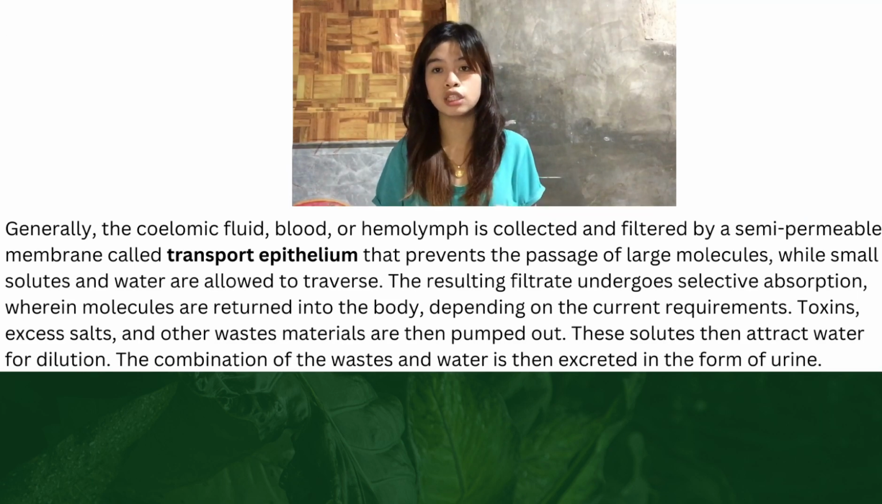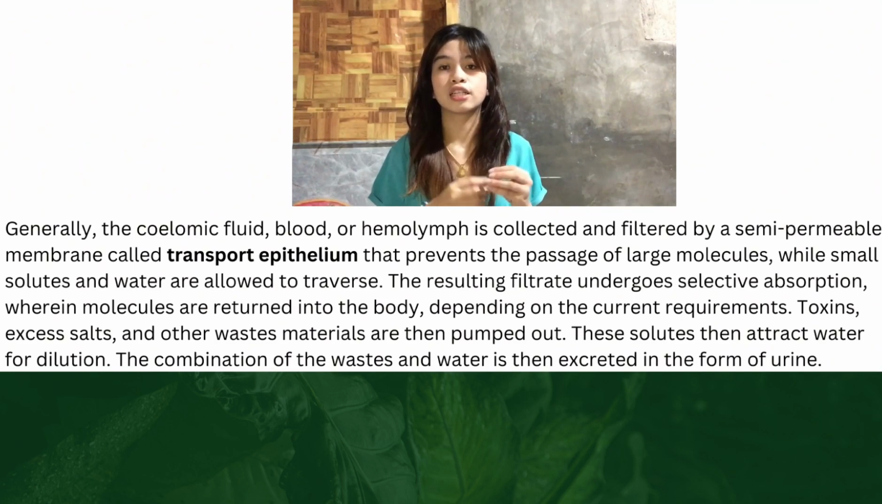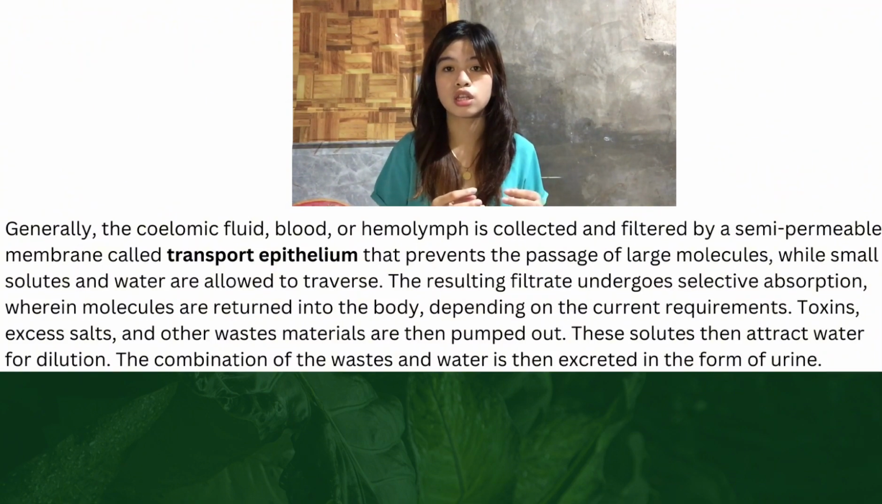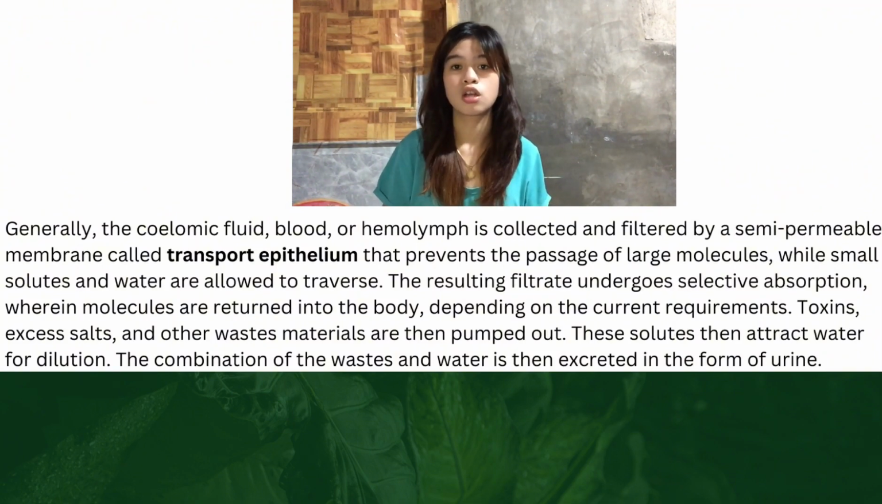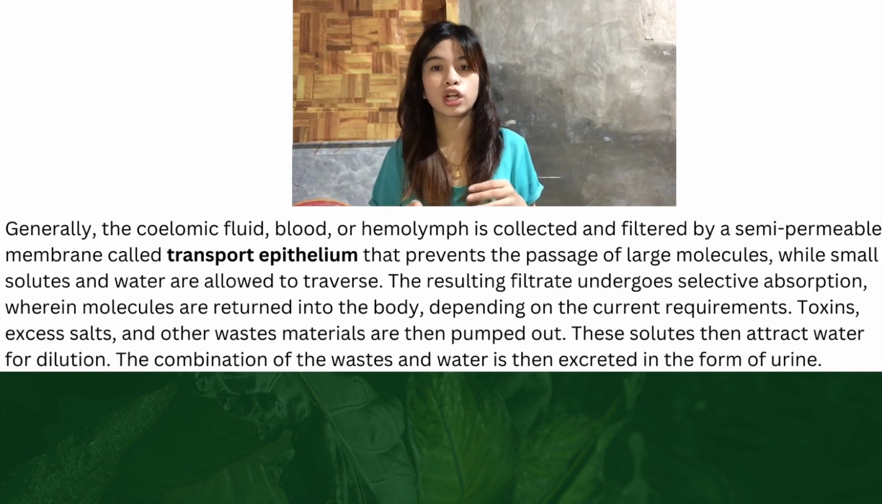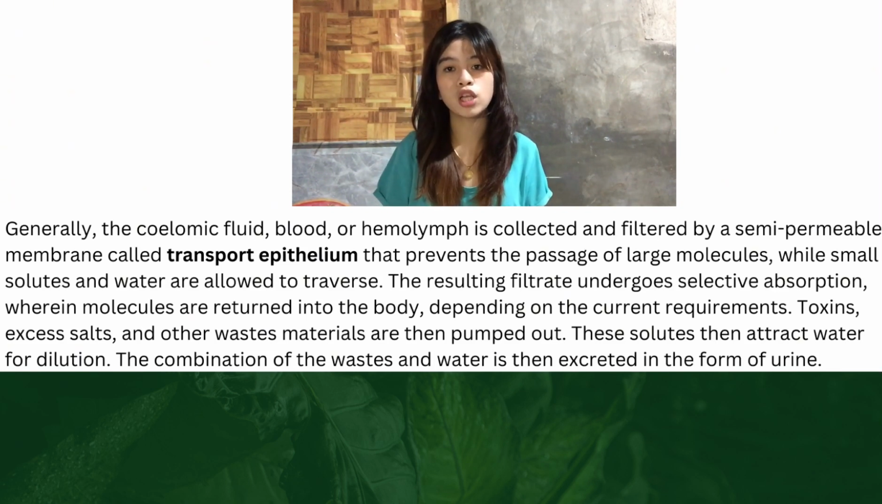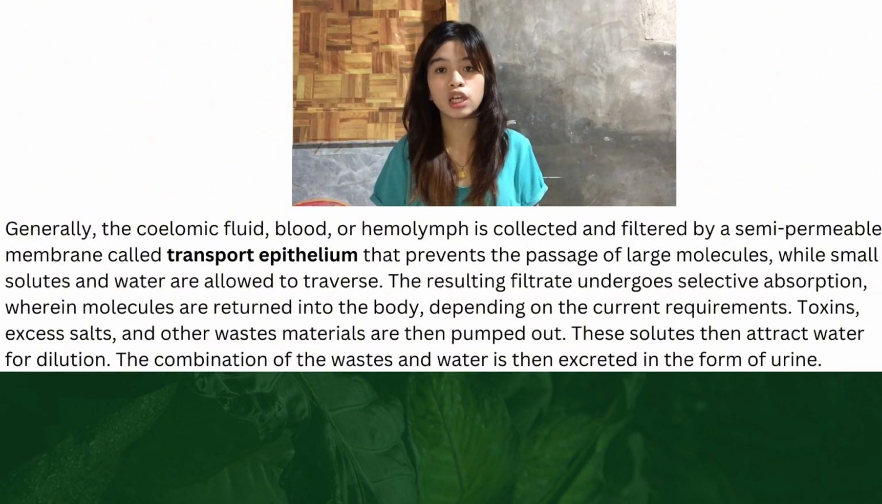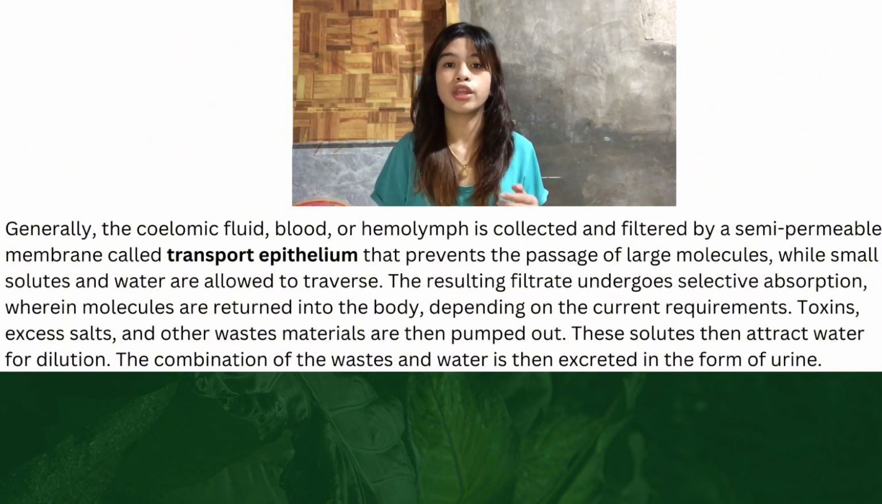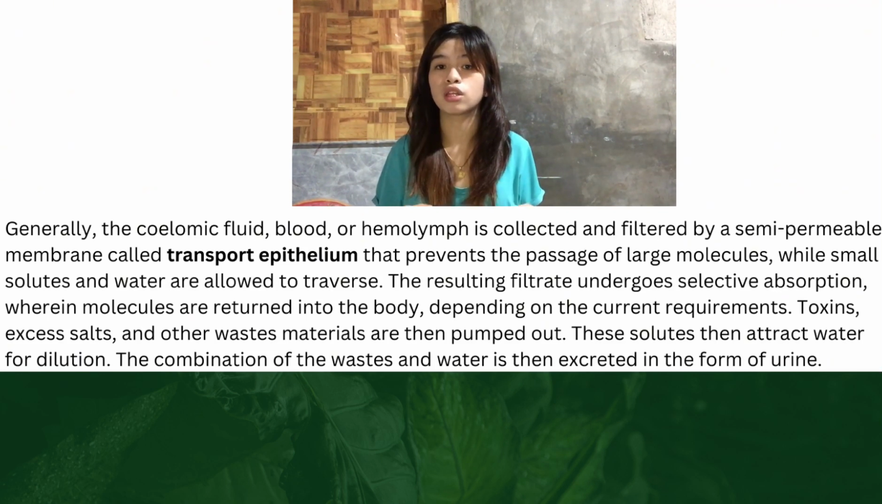Generally, the coelomic fluid, blood, or hemolymph is collected and filtered by a semi-permeable membrane called transport epithelium that prevents the passage of large molecules while small solutes and water are allowed to traverse. The resulting filtrate undergoes selective absorption, wherein molecules are returned into the body depending on the current requirements. Toxins, excess salts, and other waste materials are then pumped out.